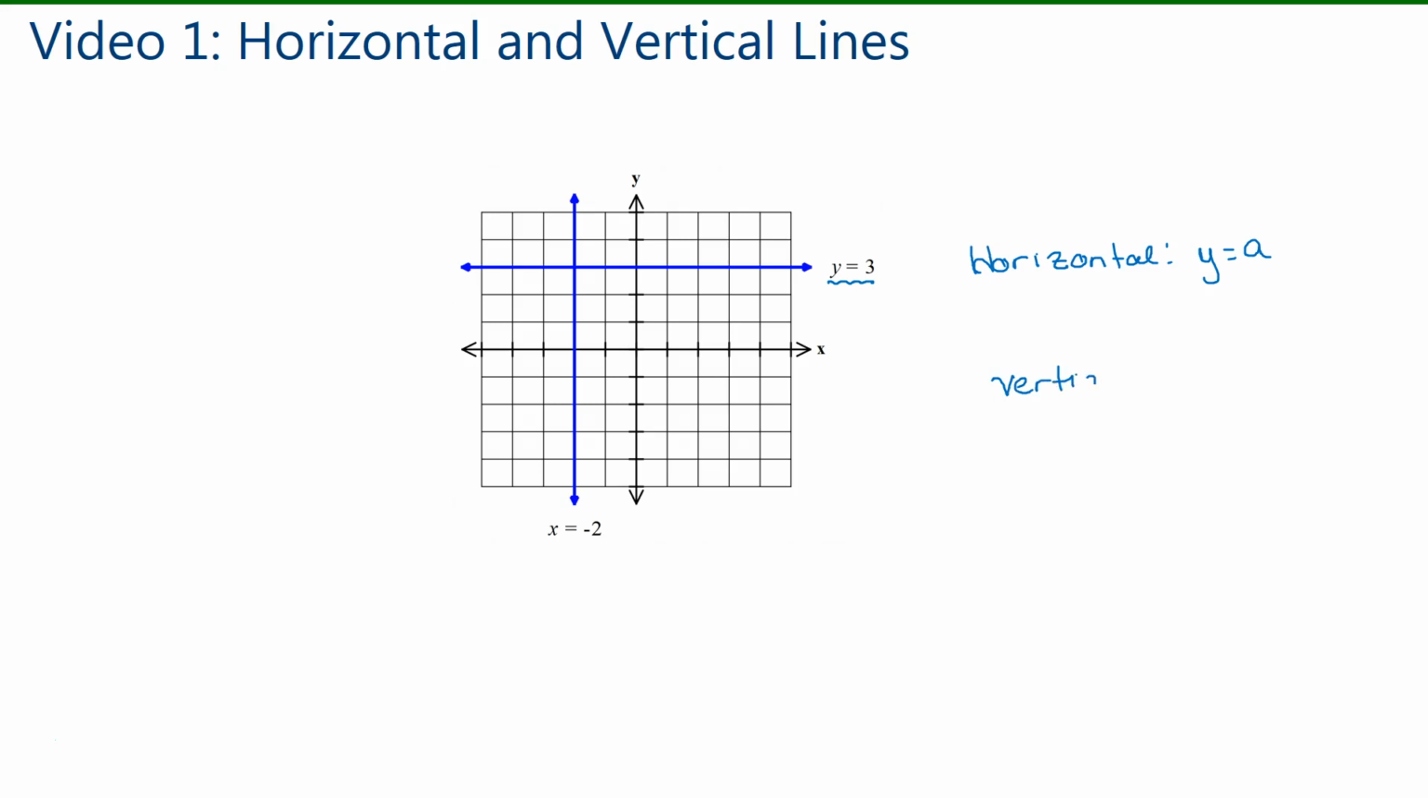Now a vertical line is always going to have an equation of the form x = a. Like down here, we have x = -2, because it passes through the x-axis at -2.